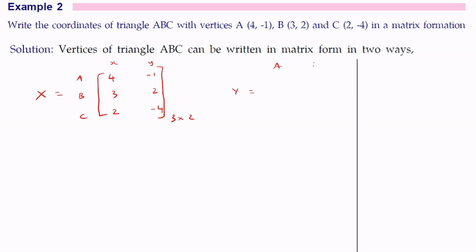Or we can have y equal to, with the vertices of A being 4, -1, B being 3, 2 and C being 2, -4. So we can express this in either of these 2 ways. The order of this is 2 by 3. So this is how we can represent the vertices in the matrix form.